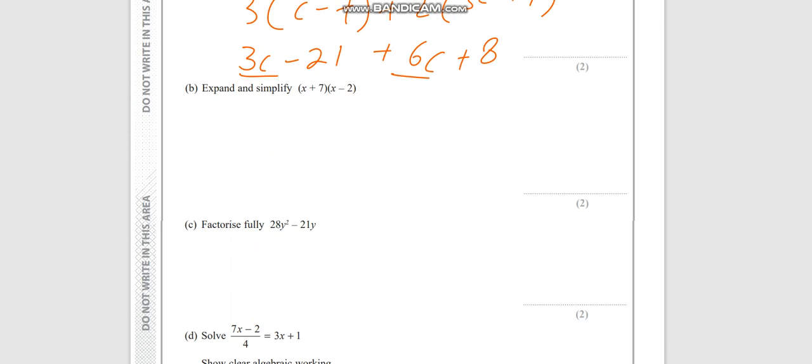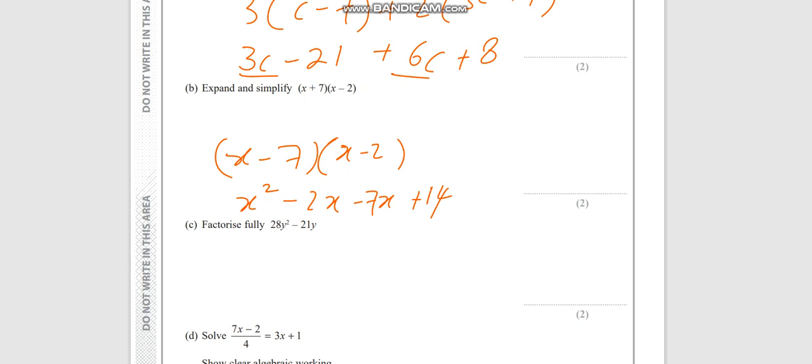Expand and simplify again. That's a FOIL method. x minus 7, x minus 2, x into x is x square, x into minus 2 is minus 2x, minus 7x, and a plus 14. Minus 2x minus 7x, which is x square minus 9x plus 14. So this is our b part.